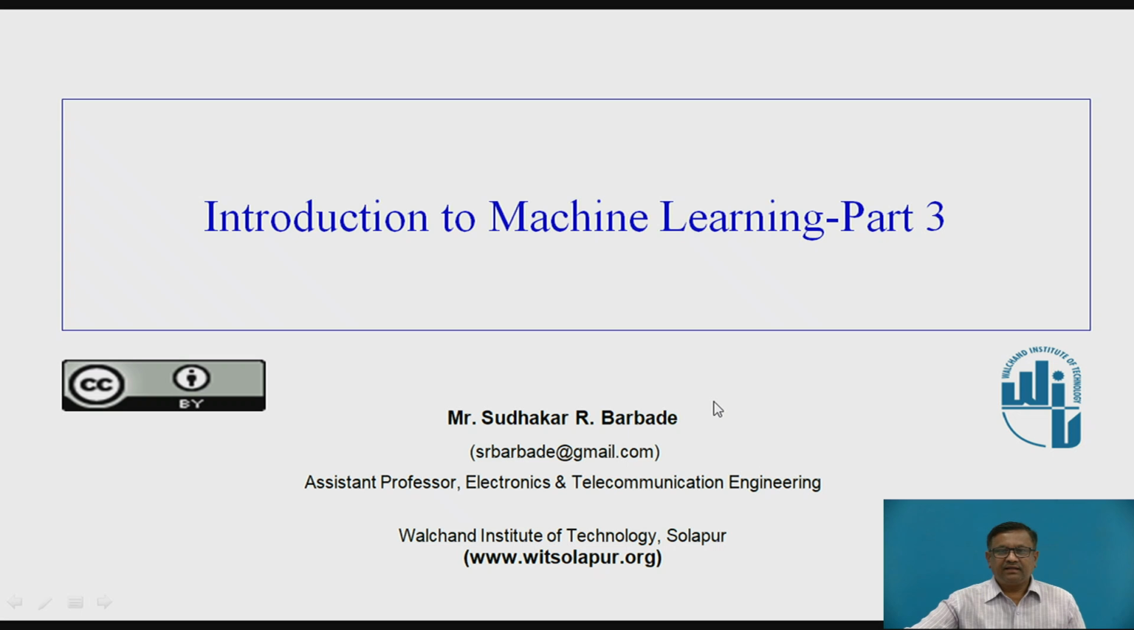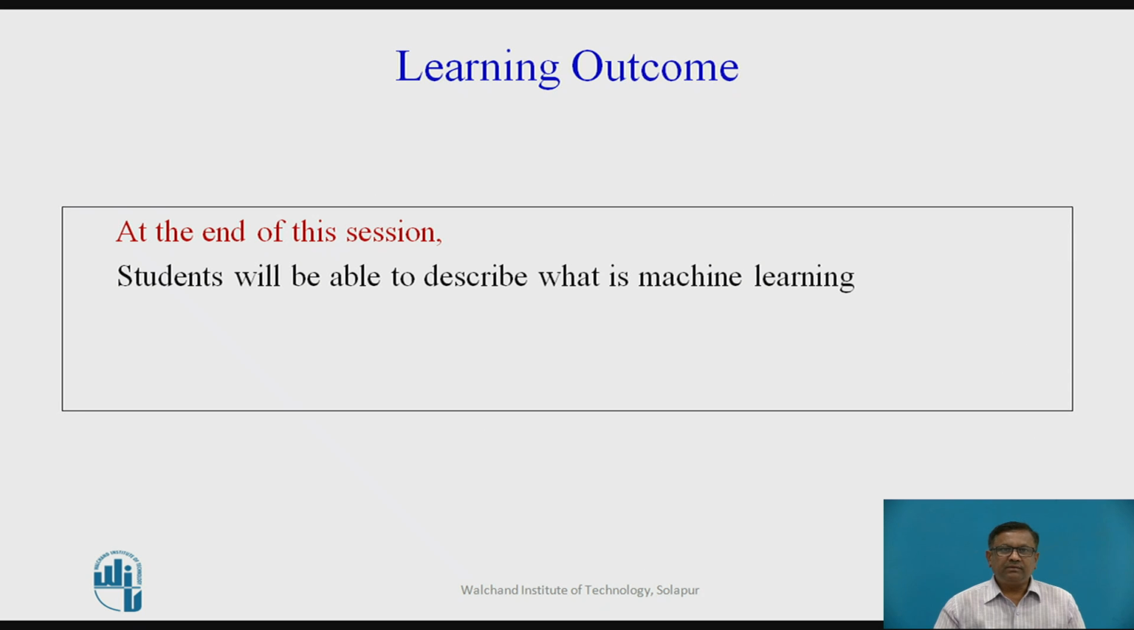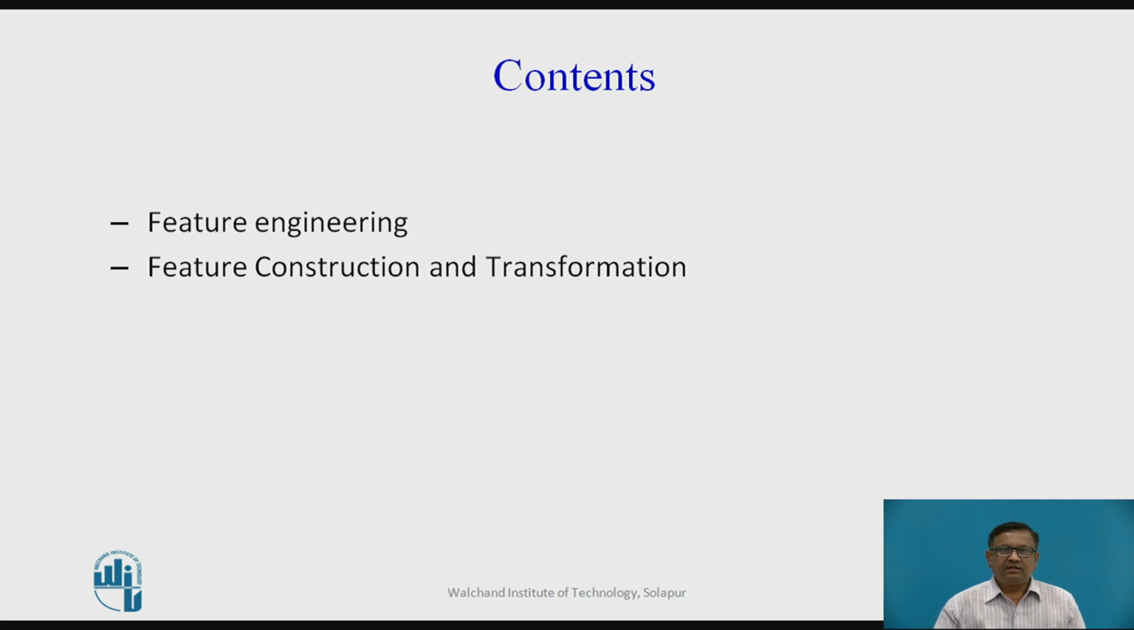We will discuss today machine learning part 3. Learning outcome. At the end of this session, students will be able to describe what is machine learning. Contents. We will concentrate more on feature extraction, feature types, feature construction, feature transformation, and everything about the features related with the problem which we are going to solve and how to identify the features.